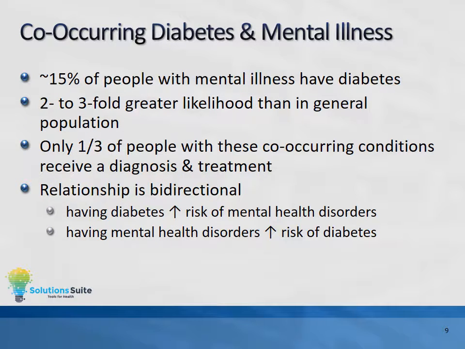Around 15% of people with serious mental illness have diabetes. That's 2 to 3 times higher than in the general population. What's really concerning is that only 1/3 of people with diabetes and mental illness receive a diagnosis and diabetes treatment. Interestingly, the relationship between the two conditions goes in both directions. Having diabetes increases the risk of developing mental health disorders like depression, and having mental health disorders increases the risk of developing diabetes.